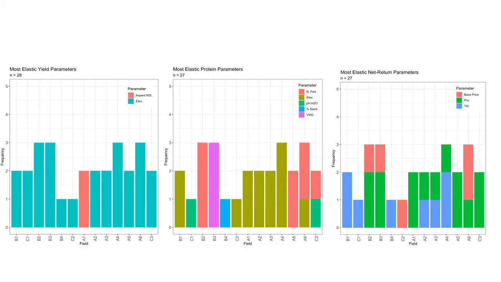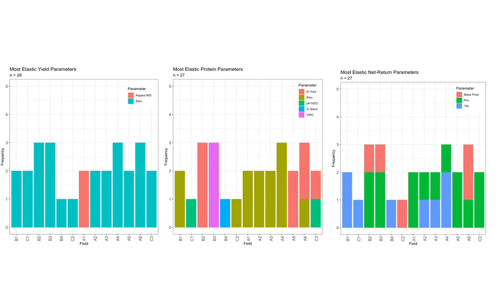We fit generalized additive models for yield and protein for each field and calculated net return for each field and year combination. We performed a sensitivity analysis in which we varied the covariate values by plus or minus 10% and predicted the response to assess which parameter had the largest influence on the crop response or net return. On the y-axis of these figures, we have the frequency with the height of the bars indicating the number of years that we have data for, while on the x-axis, we have the field.